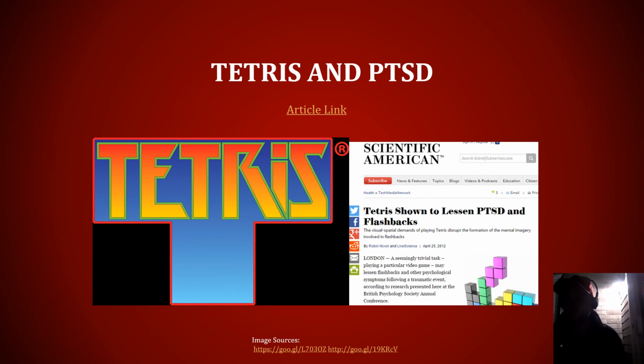And the reason is because when you're playing Tetris, it involves the same part of your brain as flashbacks. It involves your visual spatial dimension. So you rotating blocks in Tetris and you having a vivid negative memory of a dramatic event is kind of demanding the same brain resources, and actually playing Tetris can almost block some of those flashbacks. Well, this article says Tetris shown to lessen PTSD and flashbacks, and I have a link there in the presentation that you guys have.